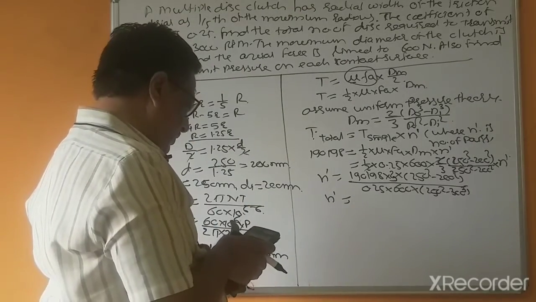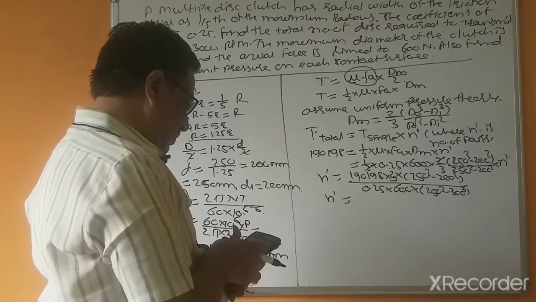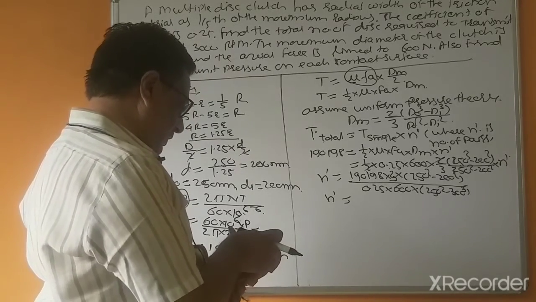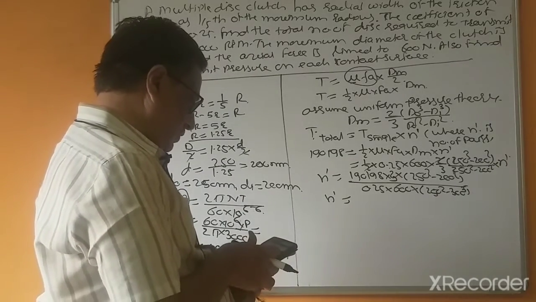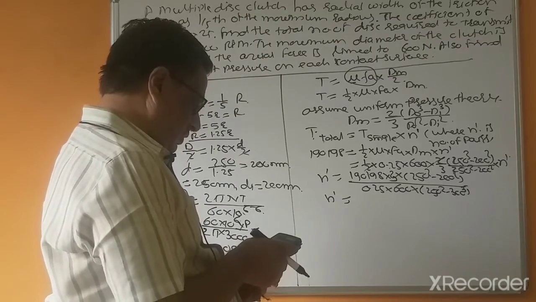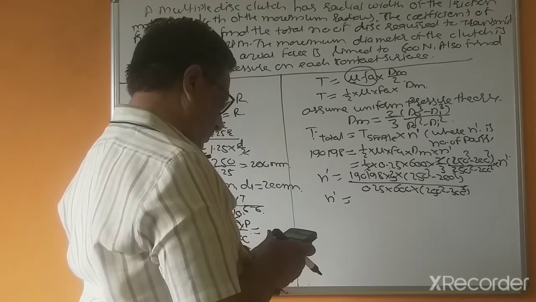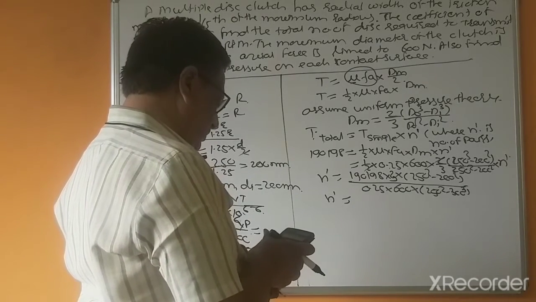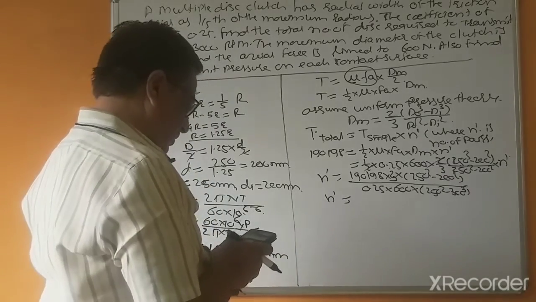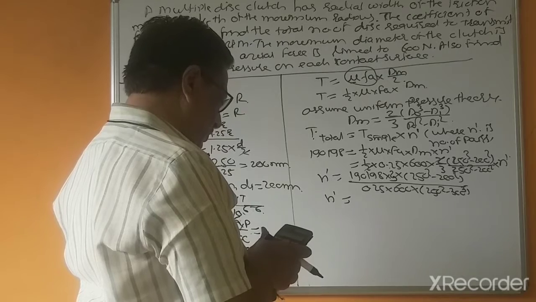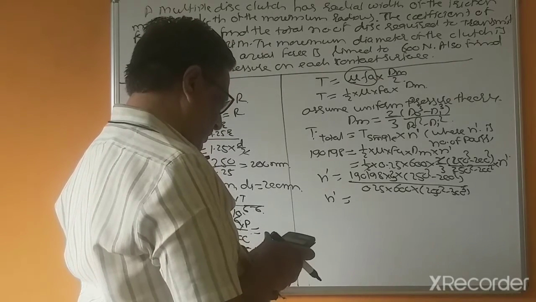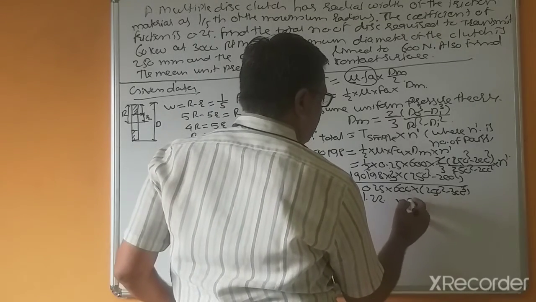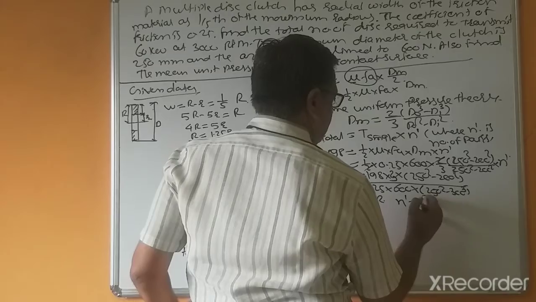So first we will calculate this. 250 raised to cube minus 200 raised to cube, bracket close, multiplied by 3 into 190,198 divided by 0.25 divided by 600. So this is equal to 11.22. So 11.22 means number of pairs equal to 12.